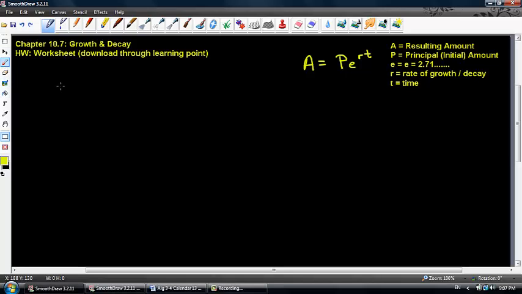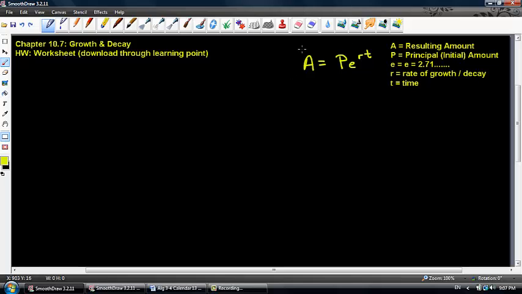Chapter 10.7 deals with exponential growth and exponential decay. Basically, what we're doing is taking all of our logarithms and our exponents and doing a bunch of applied word problems with them. The only thing you really need to remember is this formula here.